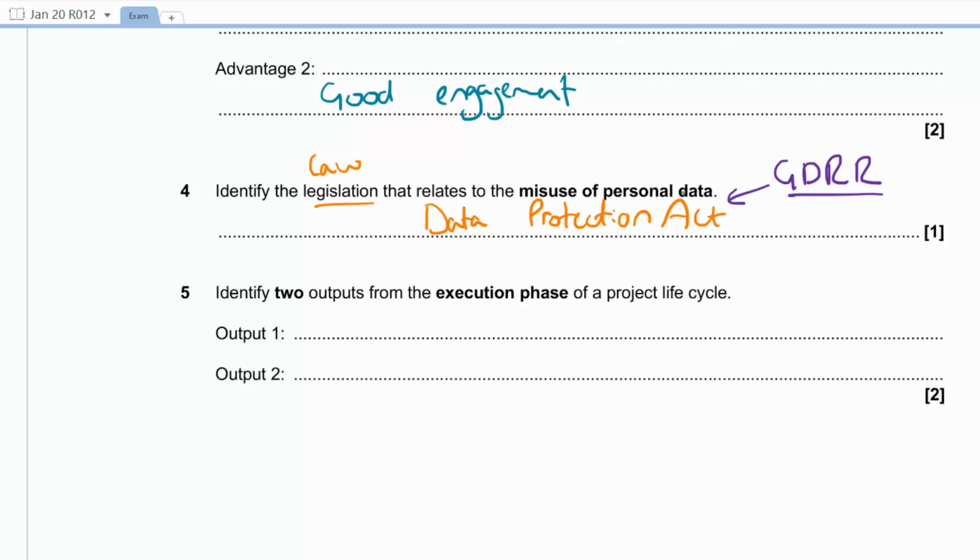For question 5, we need to identify 2 outputs from the execution phase of a project lifecycle. So in execution, we are actually doing our project, we are creating our system, we are making our product, whatever we are doing in this project lifecycle. And this is really a case of you learning the outputs. But you can start to think about it, right? If we actually are making our product in this phase, what are we going to output into evaluation? We're going to output the actual product.